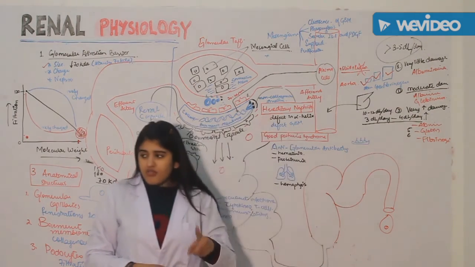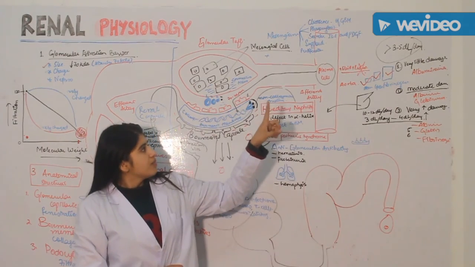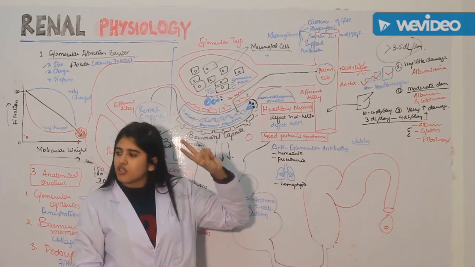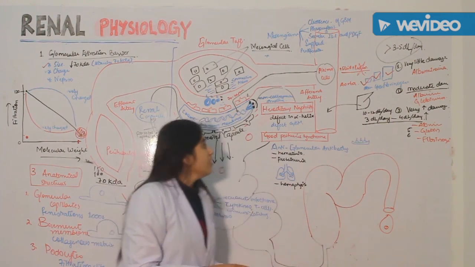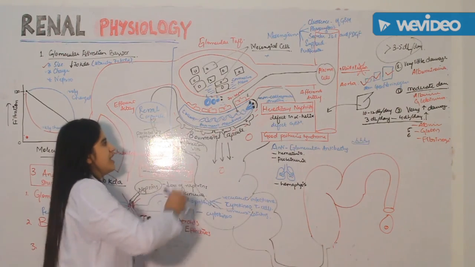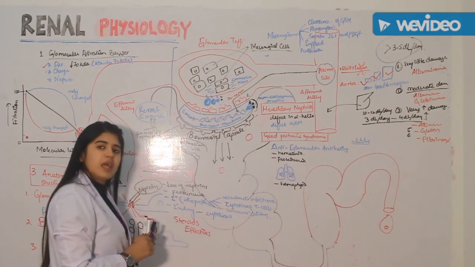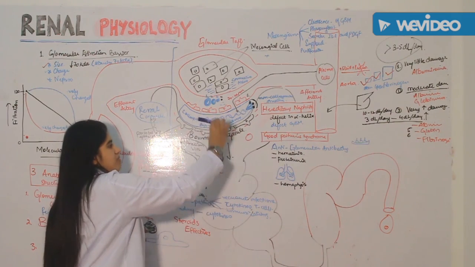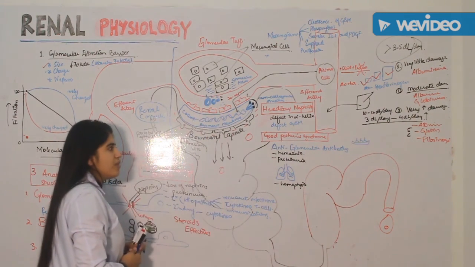So up till now we have been discussing that only plasma is filtering. Now we talked about the glomerular tuft. Now moving further on, we describe step by step about this structure: first, the capillaries, how the capillaries are formed and what their structure is. Second, we talked about the basement membrane. Thirdly, we talked about the Bowman's capsule.